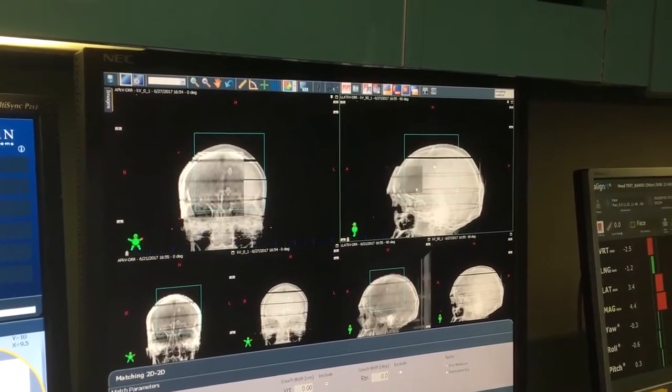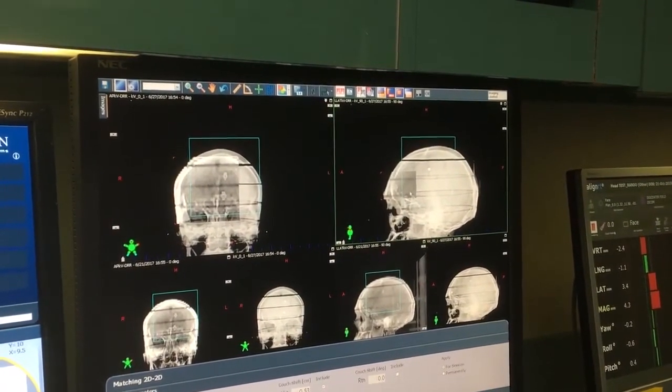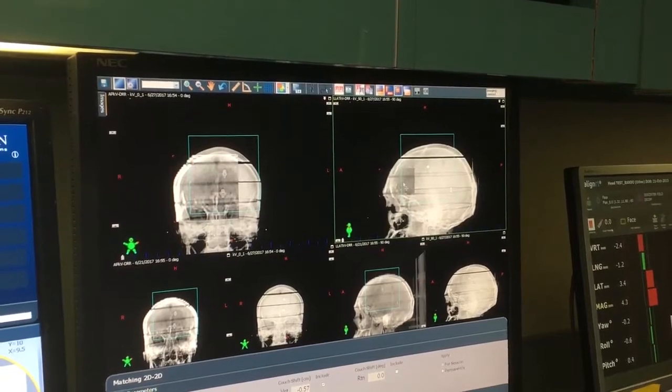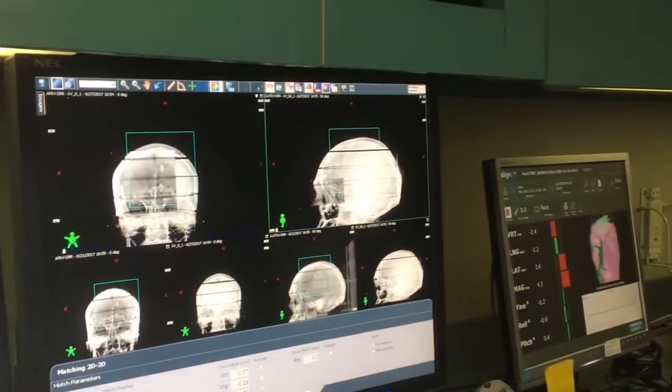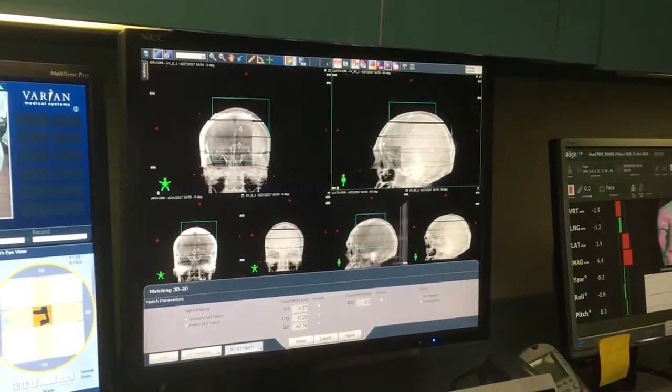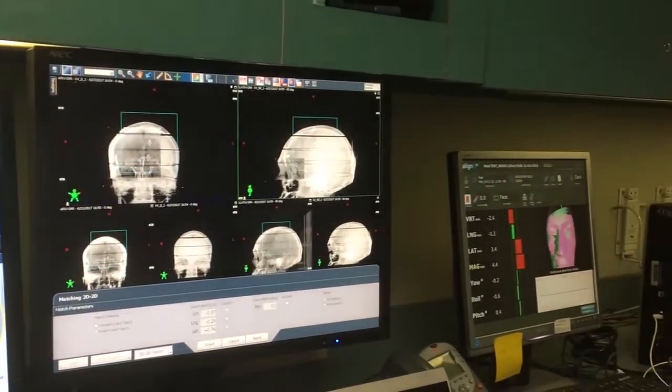And why are the KV images so important? KV images are important because they give you a really good contrast of bony anatomy, so they allow you to see the anatomy more clearly and be sure about your setup for complex treatments.